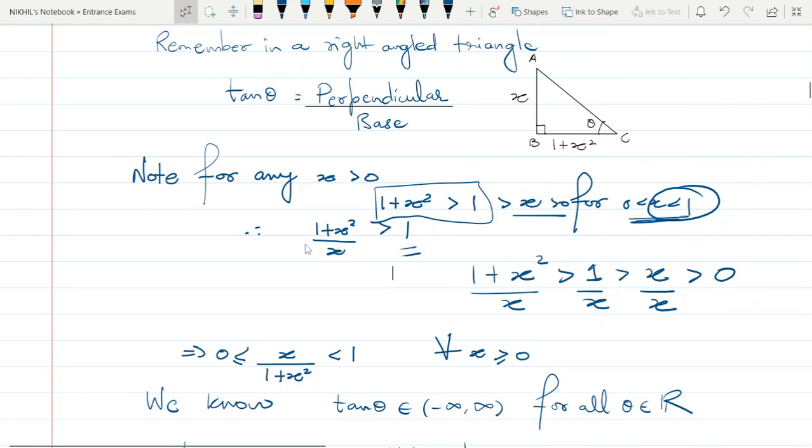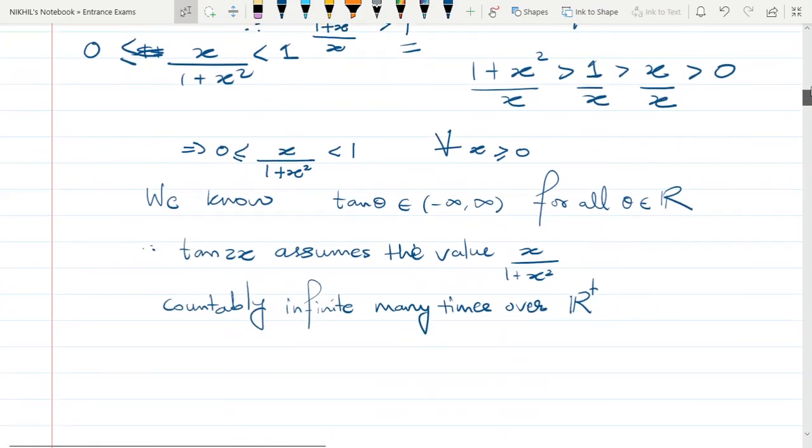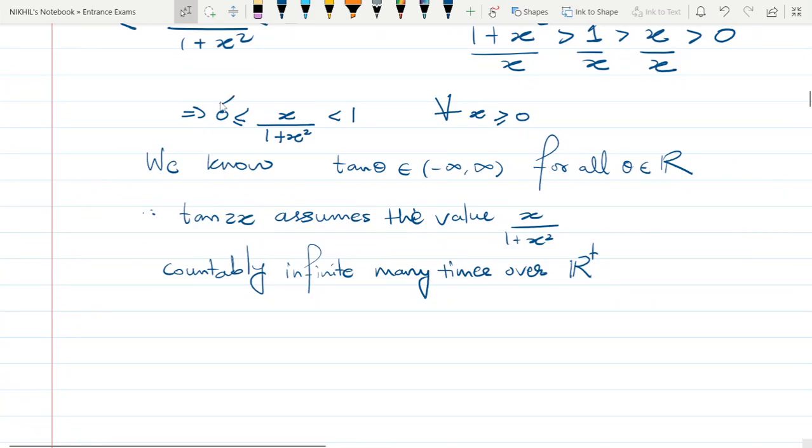If you take the reciprocal of this, x upon 1 plus x square, it will be strictly less than 1. Since this quantity is greater than 1, its reciprocal will be less than 1. And of course, this is greater than or equal to 0 always, because I am assuming x to be positive. It can be at most 0 if x is 0. Now the interesting thing is, this quantity always lies between 0 and 1. So this is the value of your tan 2x.